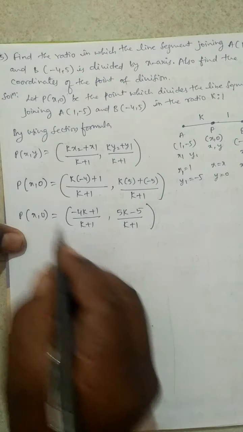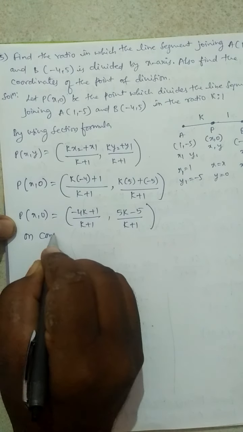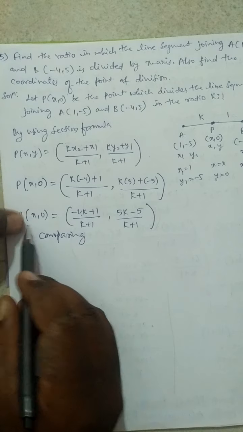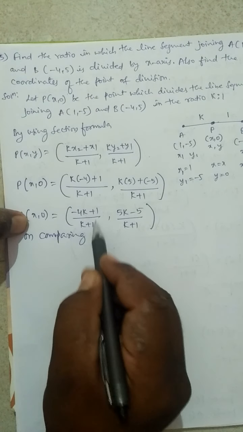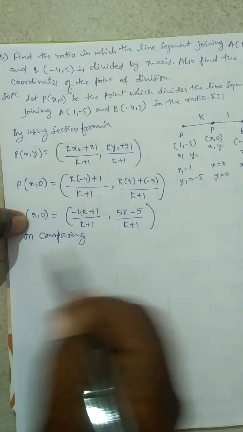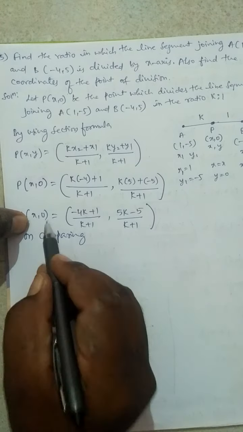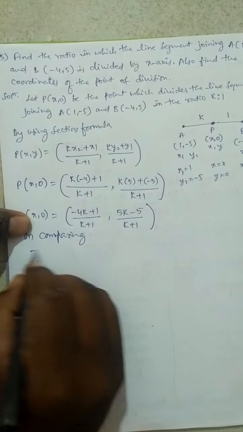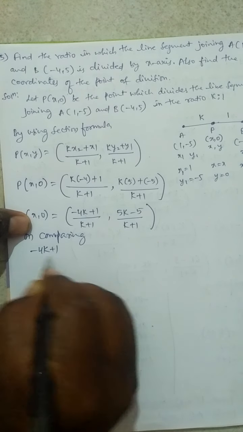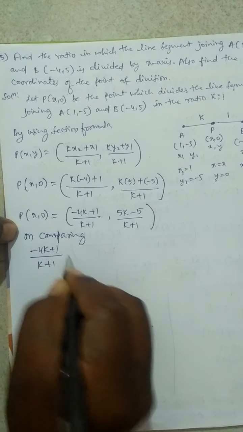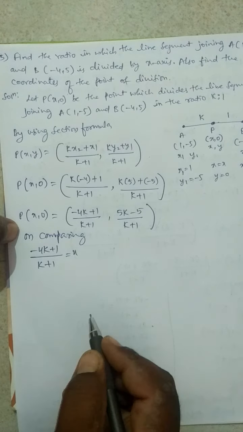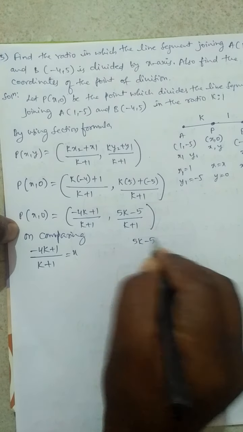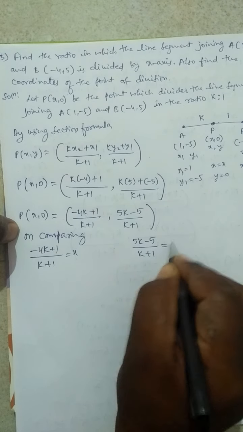We have to compare. On comparing, this is the point. Here this part is related to x coordinate, this part is related to y coordinate. So here y coordinate is 0, it means on comparing, (minus 4k plus 1) divided by (k plus 1) is equal to x. Here (5k minus 5) divided by (k plus 1) is equal to 0.